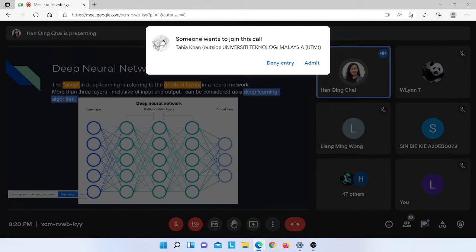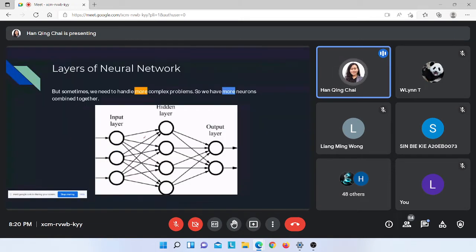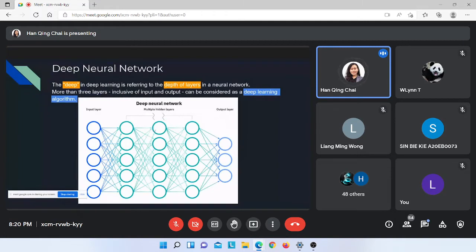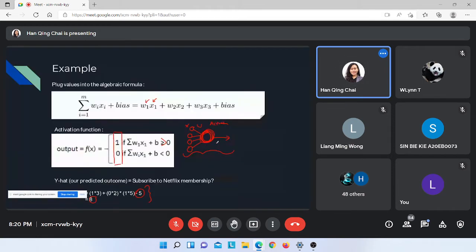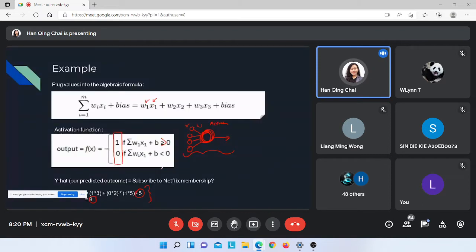But for example, if it's not activated, meaning the threshold value here, this value, is less than zero, it's not activated, so the data will not pass through to the next layer and the next layer, and finally it will not go through to the output layer. Okay, so now these are some of the basic things to know about our predicted outcome.